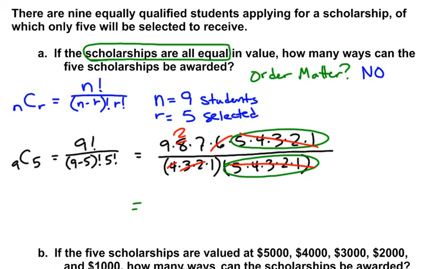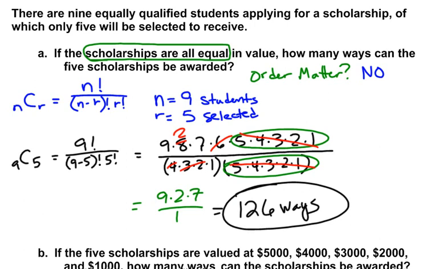If we look real quickly, that would leave us with on top 9 times 2 times 7. And on the bottom, we would just have 1. So 9 times 2 times 7 is going to end up being 126. So we have 126 ways that the 5 recipients of this scholarship could be selected.